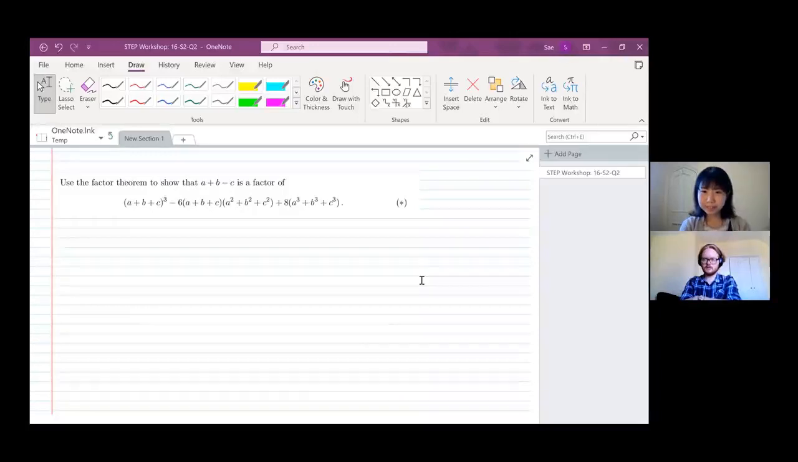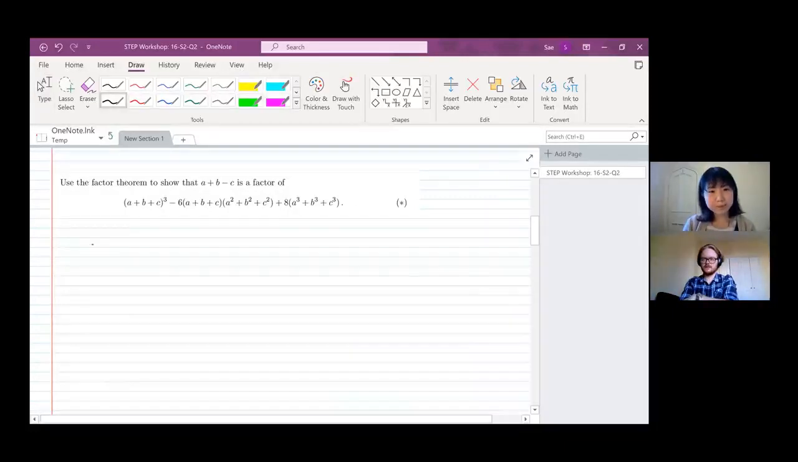What about making your x a minus c? Somebody said make your x a minus c. I'm going to make it a c just to make it easier. So I'm going to consider star to be a polynomial in C with coefficients in A and B.